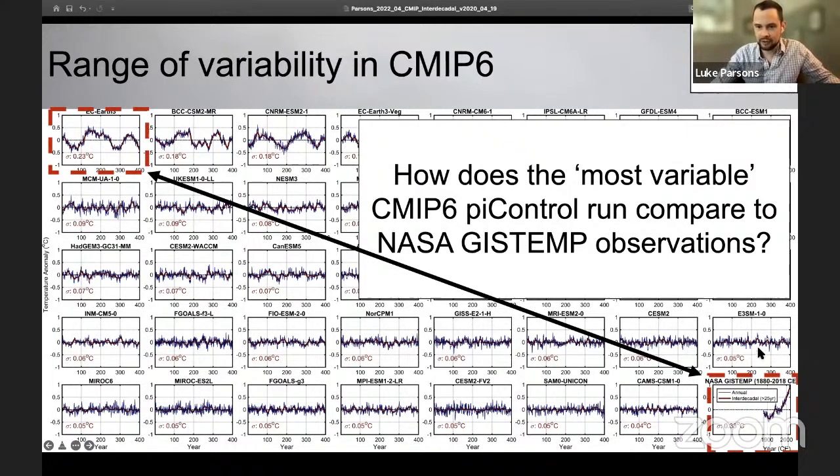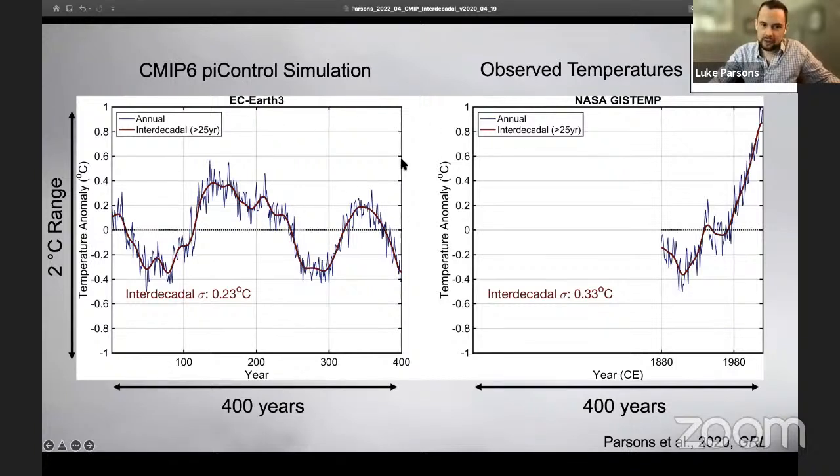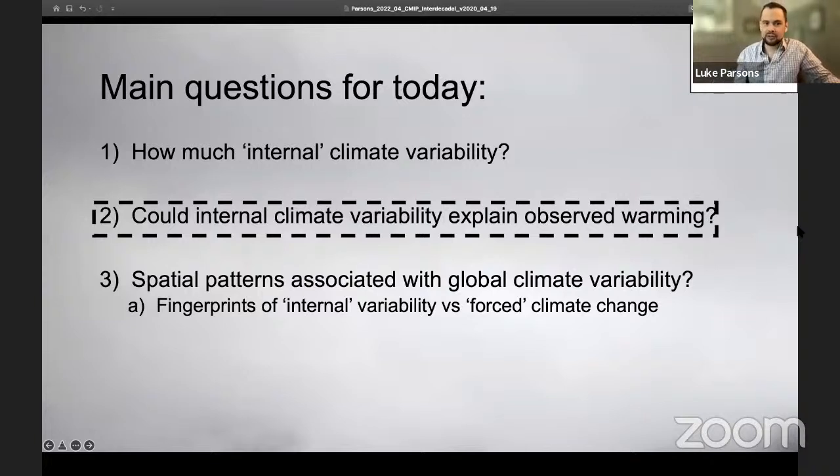How does this compare if we look at forced changes in the instrumental data set? So let's look here at EC Earth 3 again on the left, and then on the right here is 400 years on the x-axis, just going from 1880 up to basically 2020. And if you put a 100-year window on both of these, that's the size of this blue box, the width here, you'll notice that you get these swings in global mean temperatures that almost look like they're equal to one another, which really made me raise my eyebrows here and brought up this question: could internal climate variability from some of these climate model simulations explain observed warming?